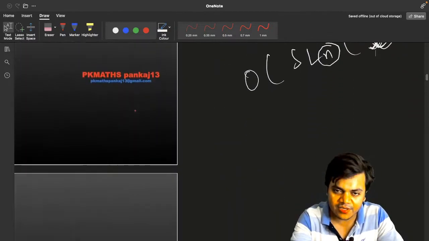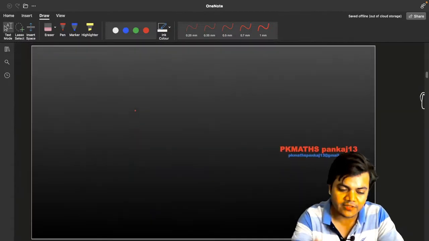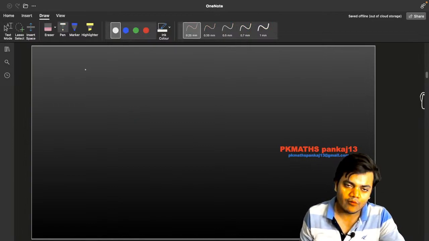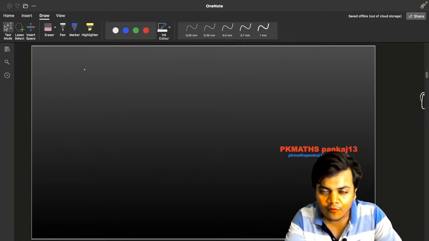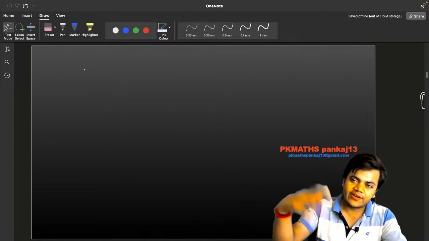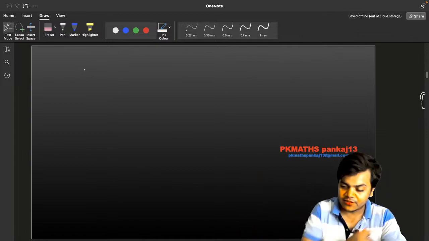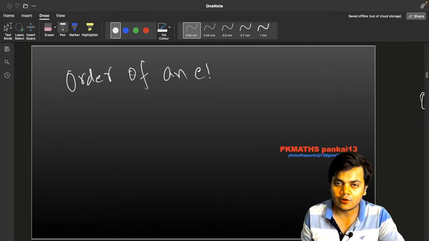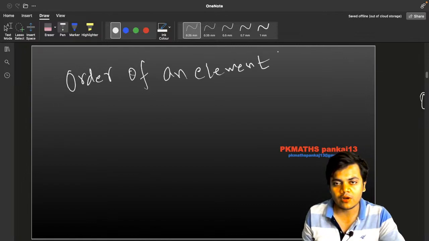Now we are interested in the order of elements of the group. You all know already, however it will be very interesting when we find the order of elements in Z_n, Q_n, different finite and infinite groups. First of all, I would like to write the definition which you know already: order of an element in a group.